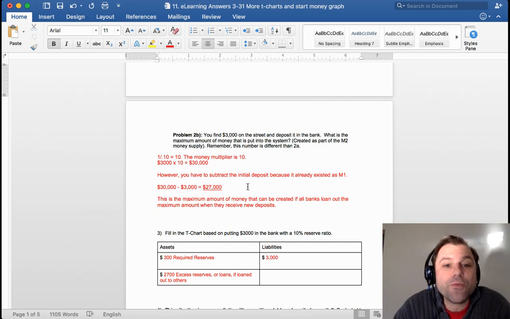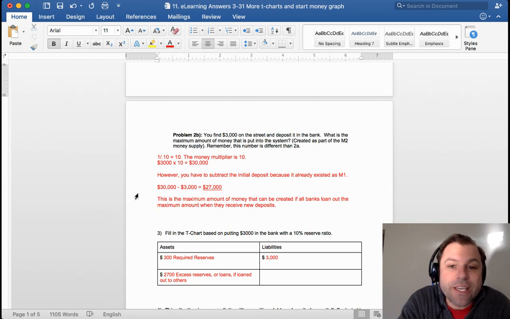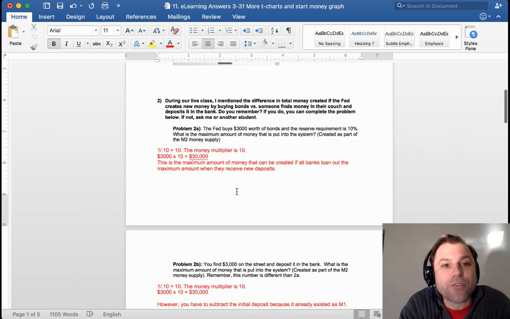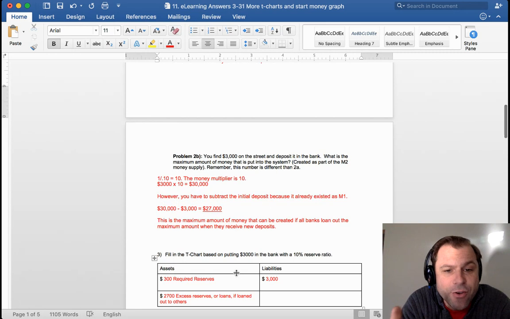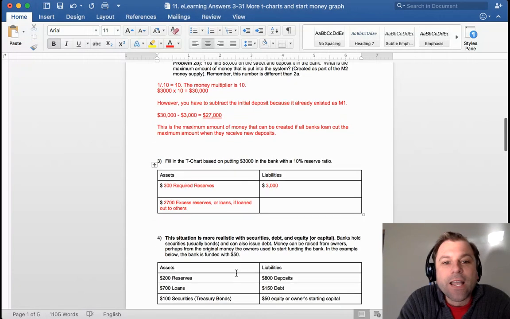Now, in 2B, though, the money already existed. The $3,000 already existed as part of M1. So, as you could see here, you have to subtract out the initial deposit. So you do the overall money supply and you say still 30,000, but then since that money already existed, you drop down to $27,000. So you have to keep in mind the difference between 2A and 2B: when the Fed is creating the money versus when the money already existed as part of cash, as part of M1.